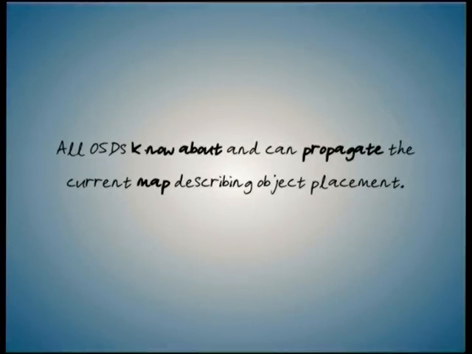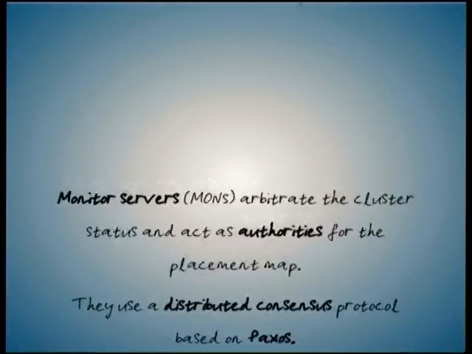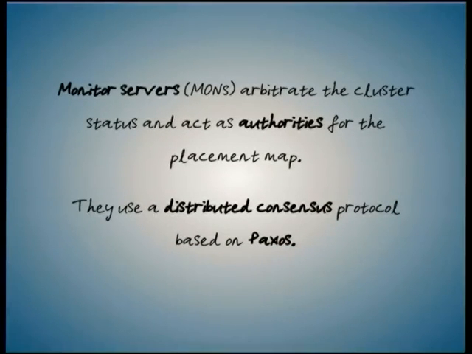Now, we already mentioned OSDs, object storage daemons. And what's cool about OSDs is that all OSDs, just like everything else in the cluster, know about the current map, the current crush map that describes object placement. And they can also propagate that if they are endowed with the ability to do so. They get that authority from what we call monitor servers, or MONs, and they act as arbitrators to the cluster status and as authorities for the placement map.